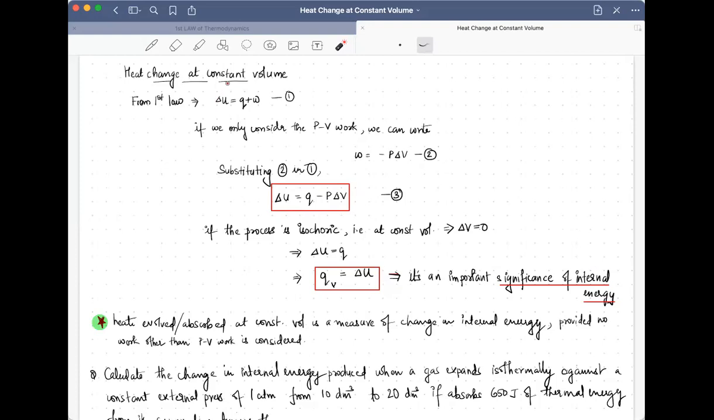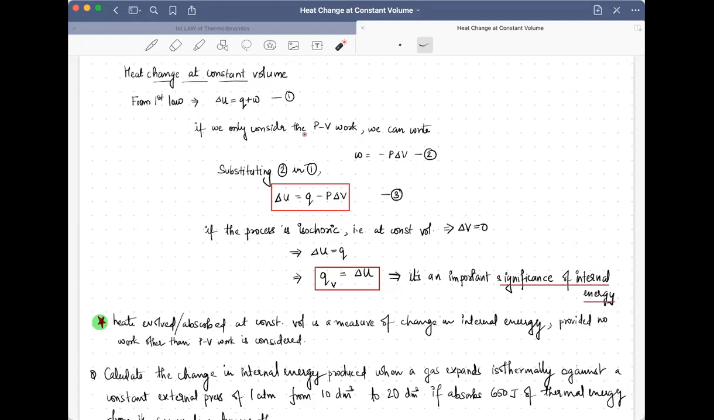In this video, we are going to talk about heat change at constant volume. Now, heat change at constant volume is also, as we are going to derive, equal to the change in internal energy. So what do we mean by heat change at constant volume? The first law we have already learned. The mathematical form is delta U equals Q plus W.